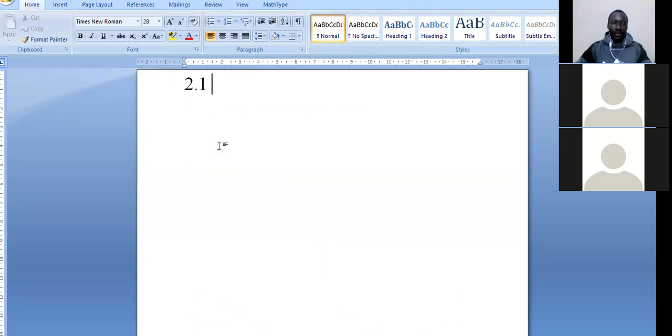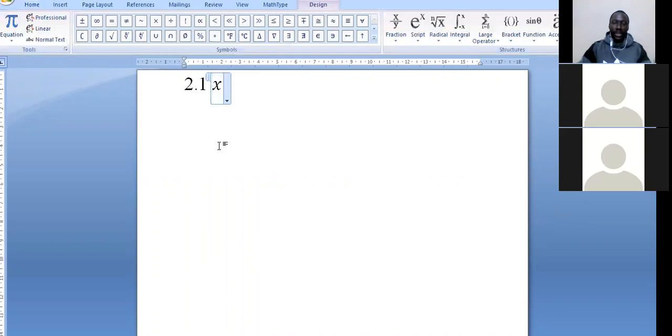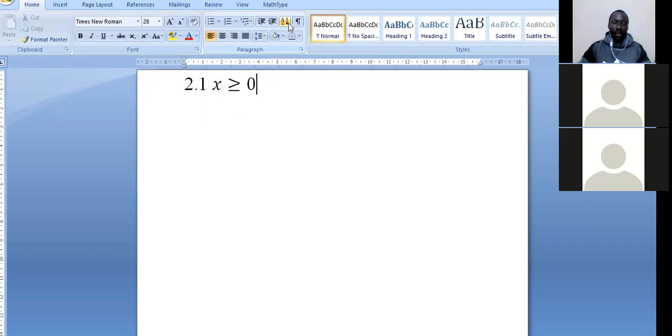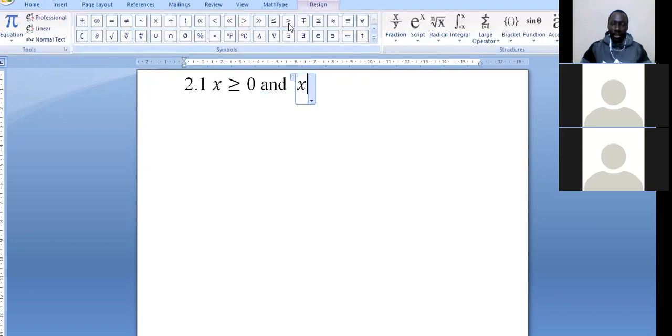Okay, so for 2.1, we have seen that the value of x will start from 0 all the way up to 3, okay? That means 0 is included. So x can either be 0 or greater than 0, okay? We can write it as x greater than or equal to 0, up to the value of x equal to 3 or less than 3, like that.